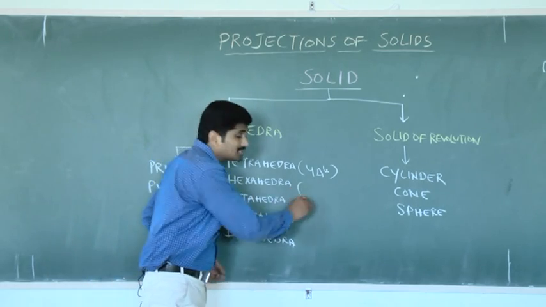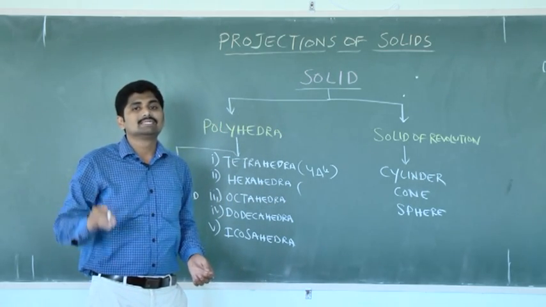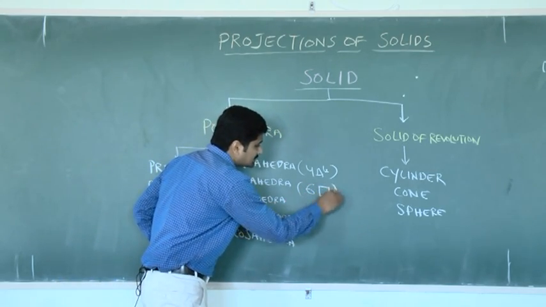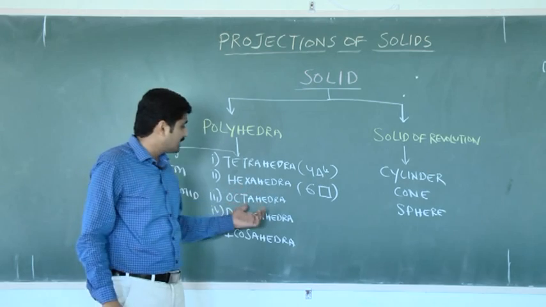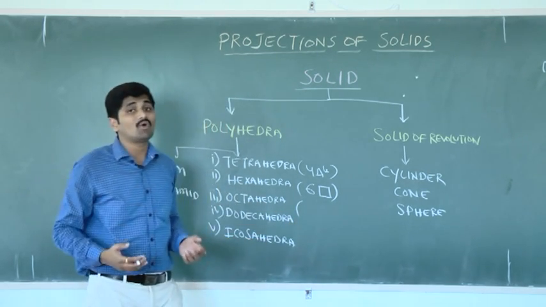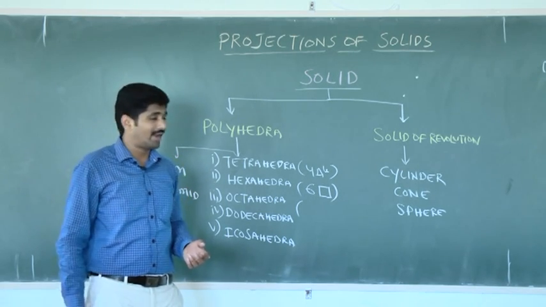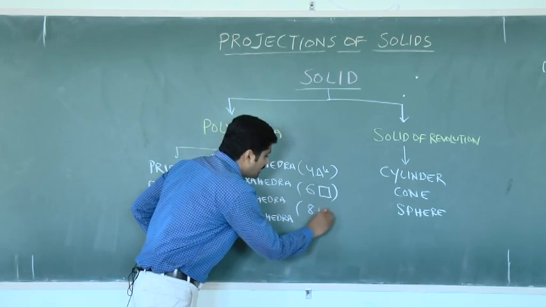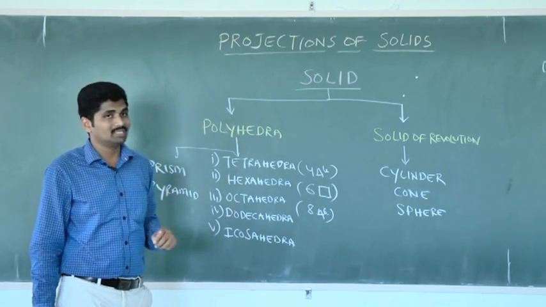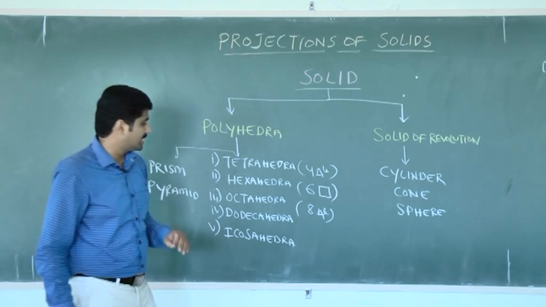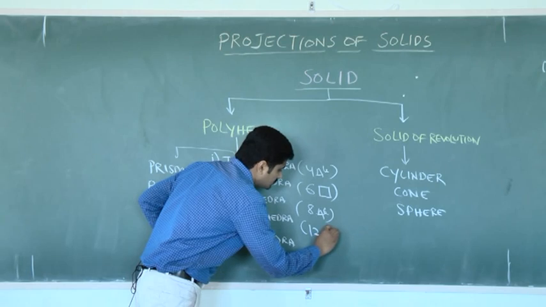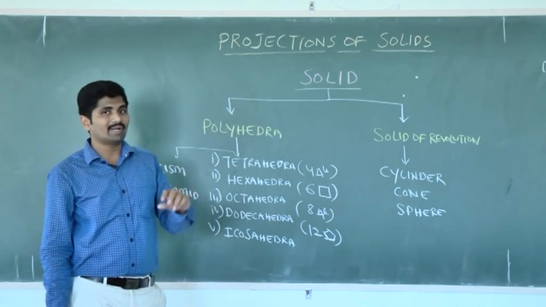Then what is hexahedra? A hexahedron is a solid which is bounded by six equal square faces. Then what is octahedra? An octahedron is a solid which is bounded by eight equilateral triangle faces. Then what is dodecahedra? A dodecahedron is also a solid which is bounded by 12 pentagonal shapes.